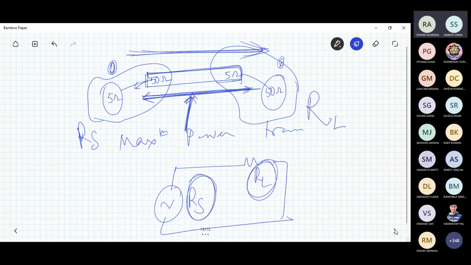So he is asking for the statement of the maximum power theorem. The maximum power transfer theorem says that maximum power transfer is possible only when the load resistor equals the source resistor. That means the source impedance should match the load impedance.